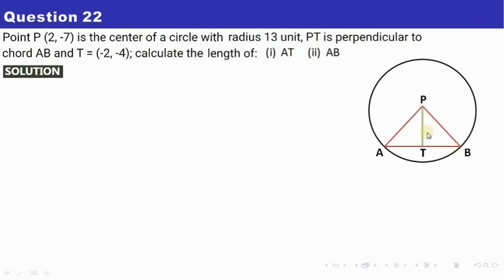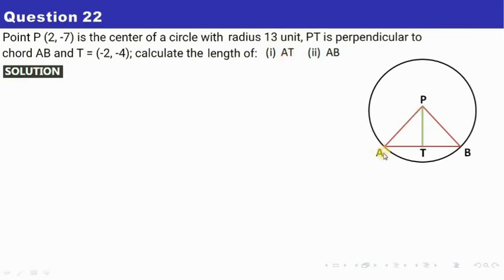If this is perpendicular, then we know that this chord will be bisected. That means AT and TB are both of equal length. And since this is perpendicular, this is a 90 degree angle, so this acts like a right angled triangle, and this also acts like a right angled triangle. So we need to calculate what is our AT.